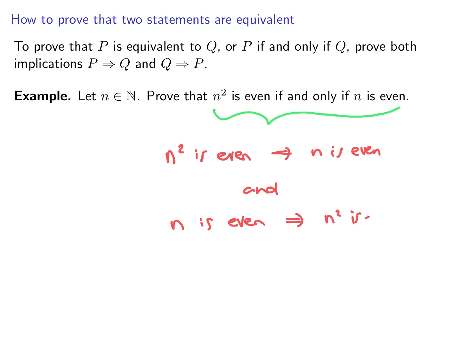Implies n squared is even. So assume this implies that, and assume that implies this. Prove both directions. Okay, I'm not going to write down the proofs. You can try and write it down yourself.